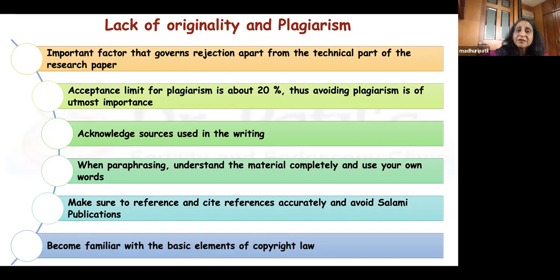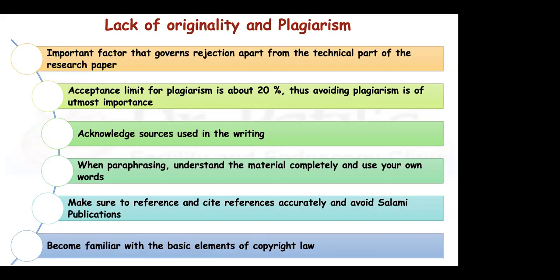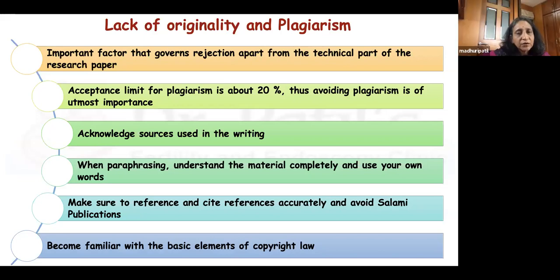The accepted limit for plagiarism is about 20%. Thus, avoiding plagiarism is of utmost importance. If at all you have used certain matter, you have to acknowledge the source you used in the writing. And when paraphrasing, understand the material completely and then write it in your own words. Make sure to reference and cite the reference accurately, avoid salami publications, and become familiar with the basic elements of copyright law.